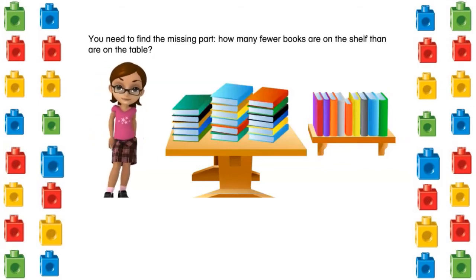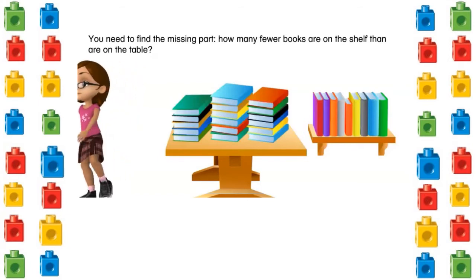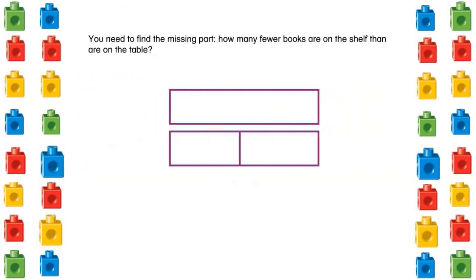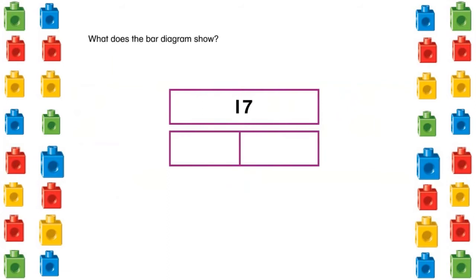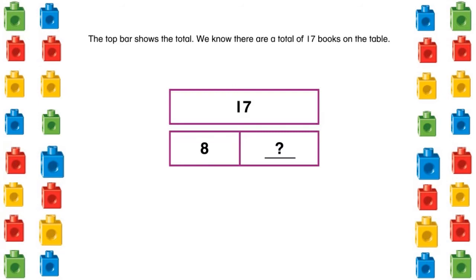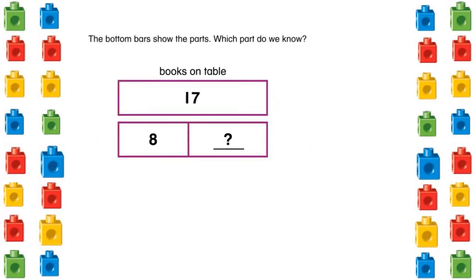So we have to write down the numbers that we know we have. And there are lots of ways to do this, including the bar diagram. What does the bar diagram show? Well, 17, the number at the top, is the whole. The two numbers at the bottom are the parts that make the whole, the two smaller parts of the fact family. Okay, so the top bar shows the total. We know that there are a total of 17 books on the table.